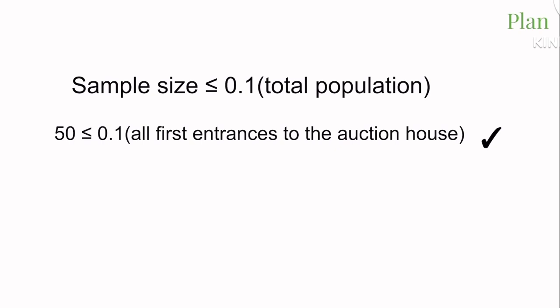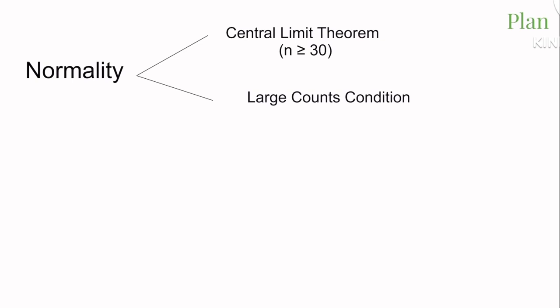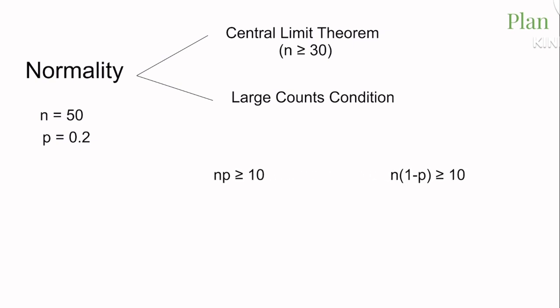The last condition that needs to be checked is normality, which can be done in 2 different ways. If you're dealing with means, you would want to use the central limit theorem, which says that n must be greater than or equal to 30, where n is your sample size. Since we're dealing with proportions, we'll use the second of the 2 conditions, large counts. For large counts, the sample size, n, times the estimated population proportion, p, must be greater than or equal to 10, and the sample size times 1 minus the estimated population proportion must also be greater than or equal to 10. To put it more simply, here are the 2 equations we need to use to check large counts.